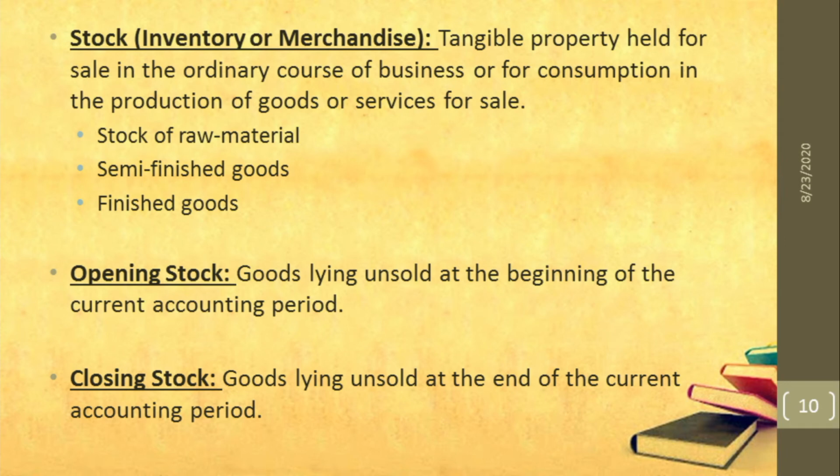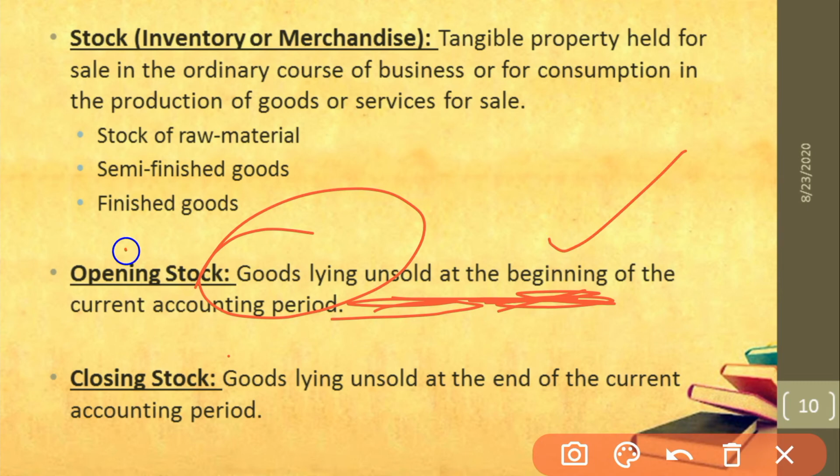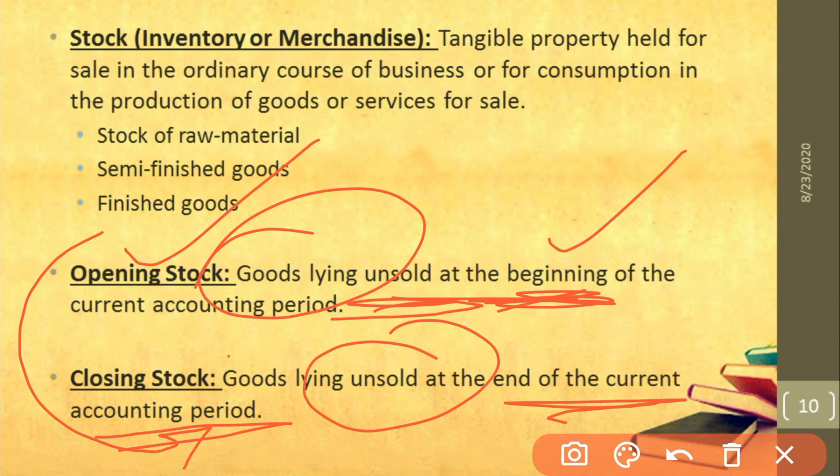Next is our opening stock. Now, what is opening stock? Goods lying unsold at the beginning of the current accounting period. I told you the accounting period comprises 12 months, beginning from 1st April to 31st March in India. So whatever goods are lying unsold in the beginning of the year is known as the opening stock, and the vice versa would be the closing stock. Whatever goods are lying unsold at the end of the current accounting period is known as the closing stock.